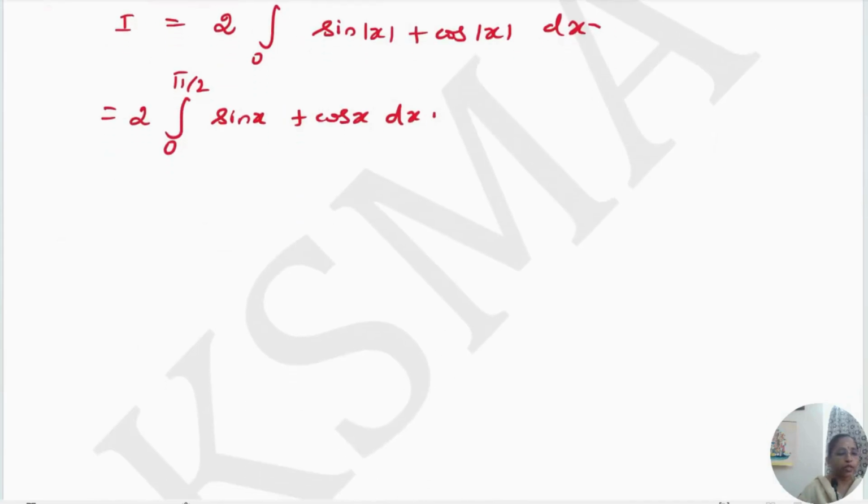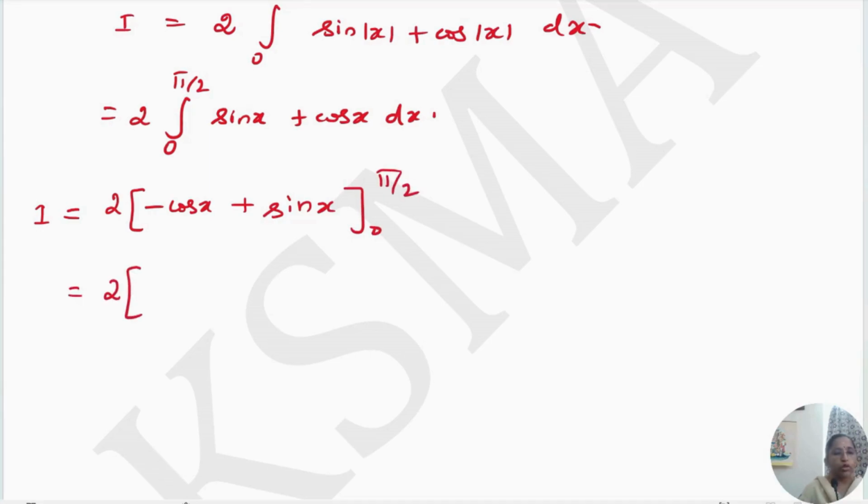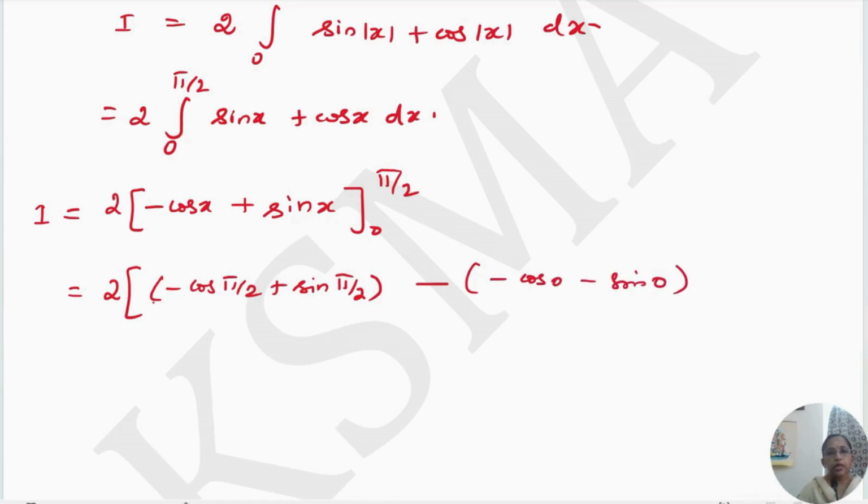Now go with the integration. So sine x integration is minus cos x and cos x integration is sin x with the limit 0 to pi by 2. So outside we are having 2. So here while applying the upper limit: minus cos pi by 2 plus sin pi by 2, minus applying the lower limit: minus cos 0 minus sin 0.